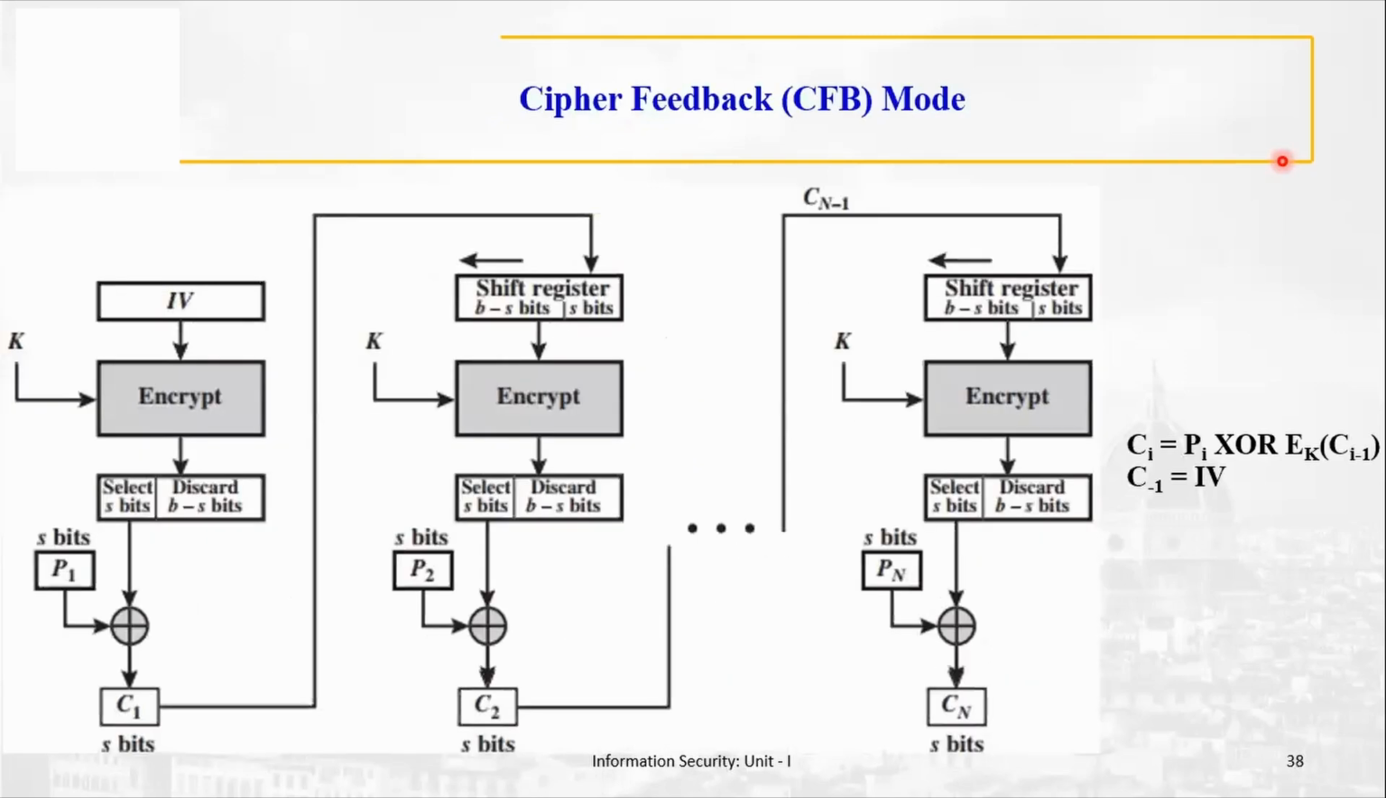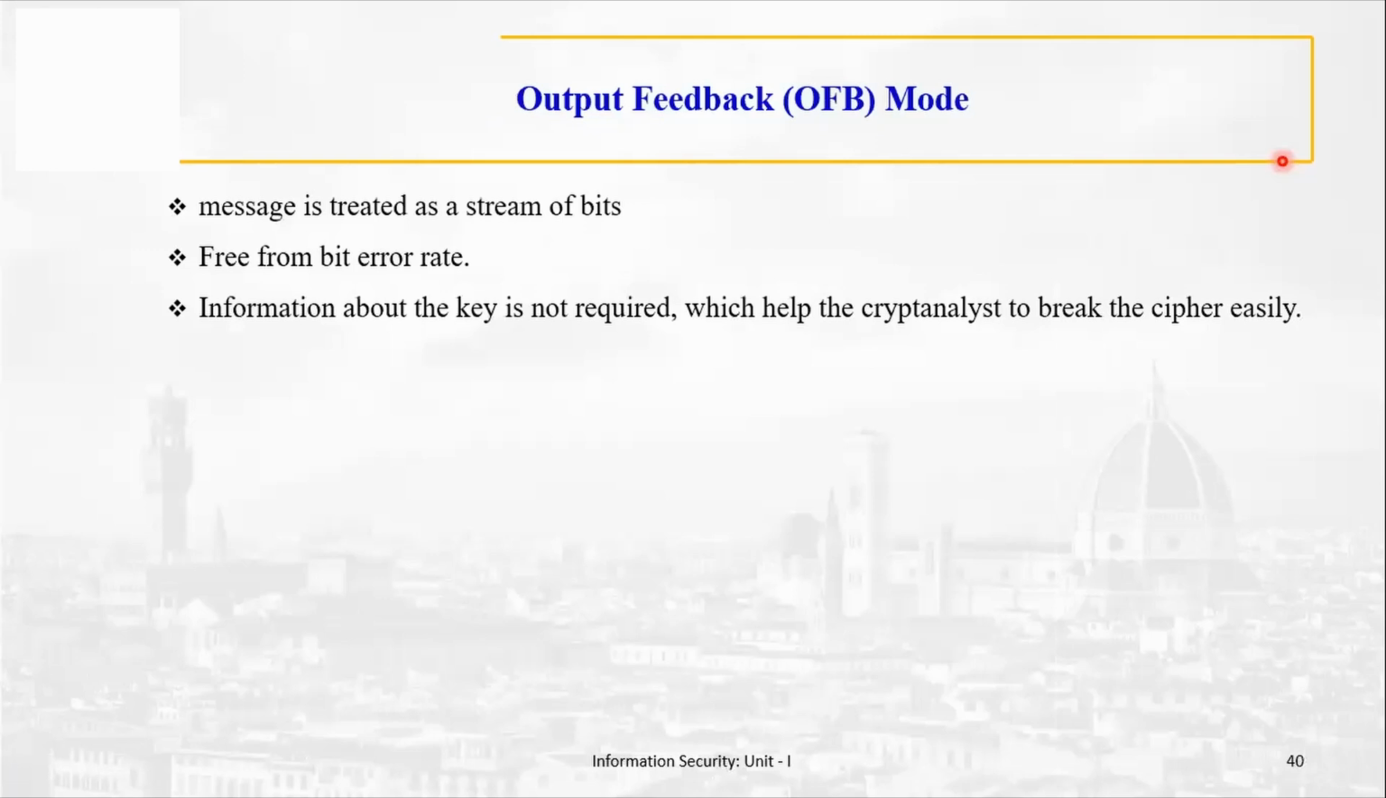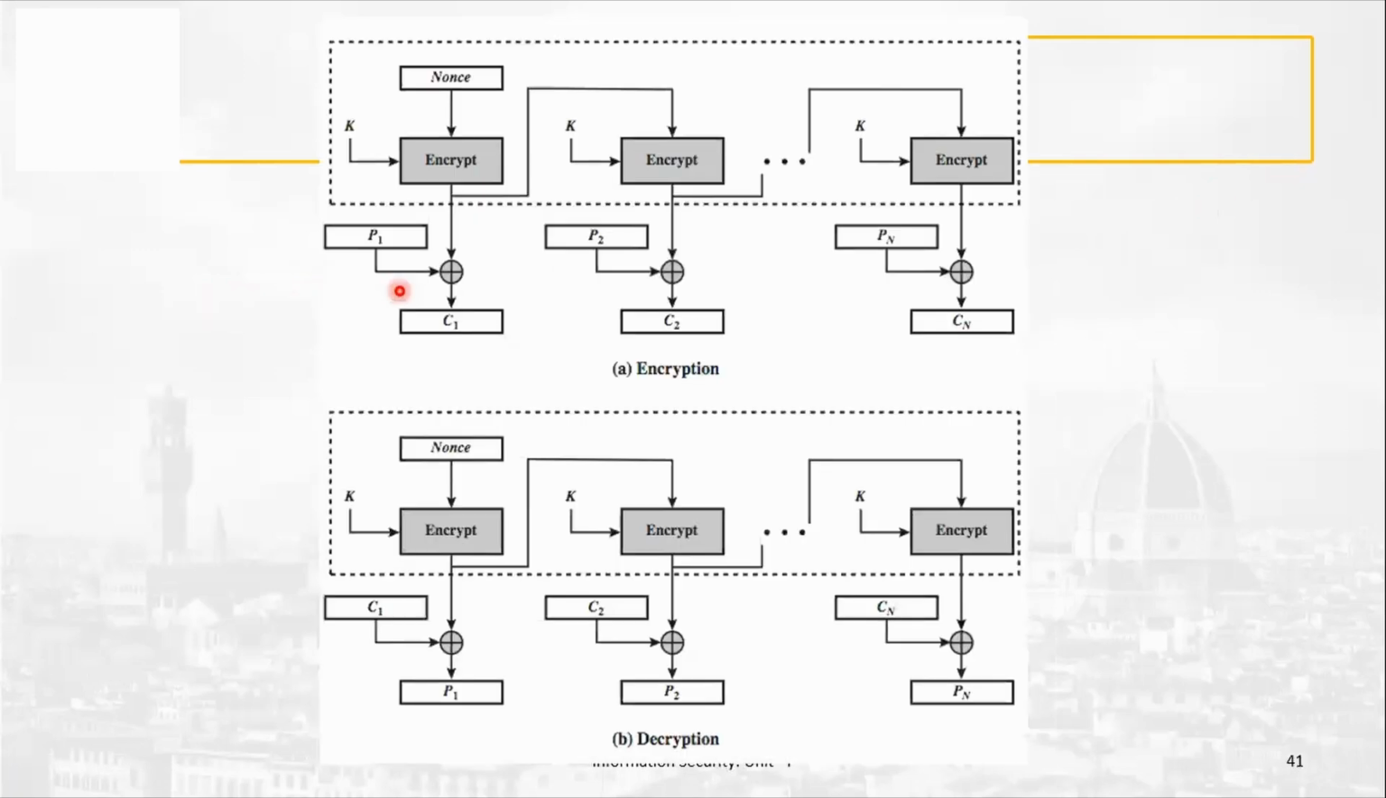It is more similar to cipher feedback mode, but it is free from the bit error. So if there is any problem with one bit, it doesn't hamper the next bit. How this is done is, instead of using an initialization vector, we are using a nonce here. What is a nonce? A nonce is a mathematical concept which is defined as a number which is used only once. That is called a nonce.